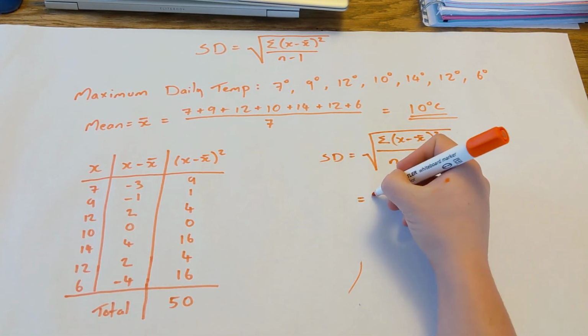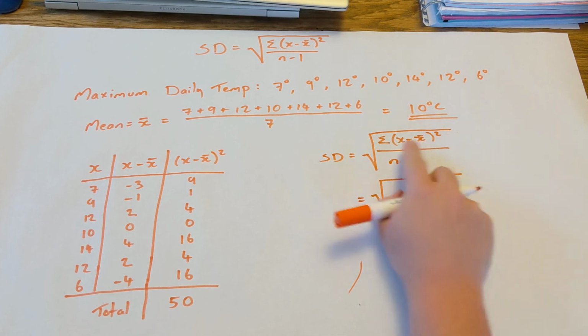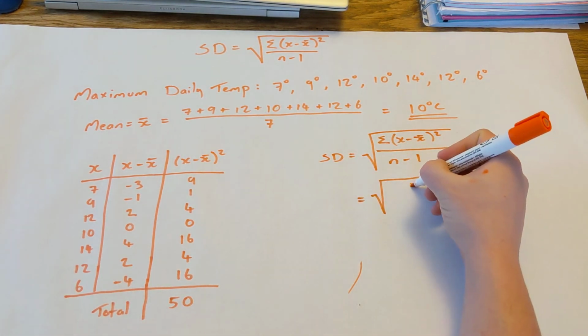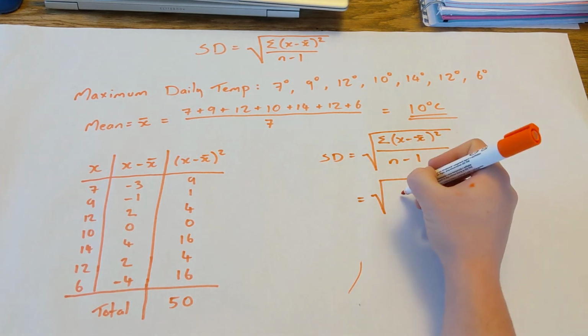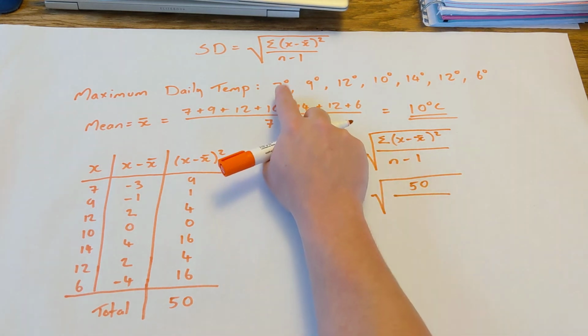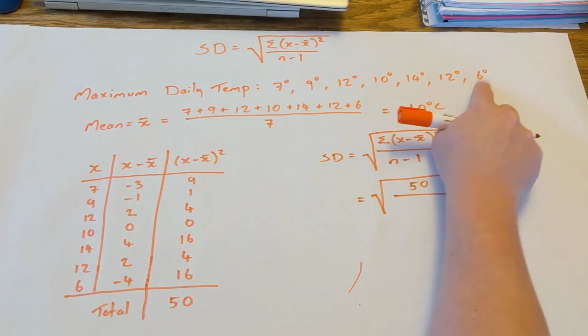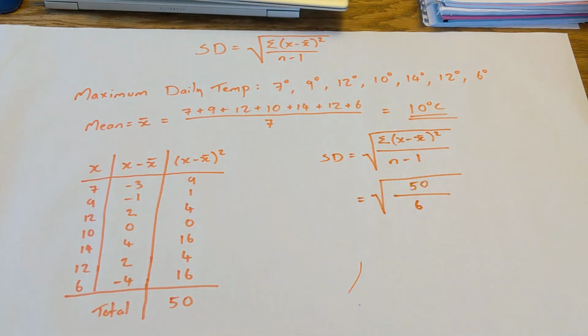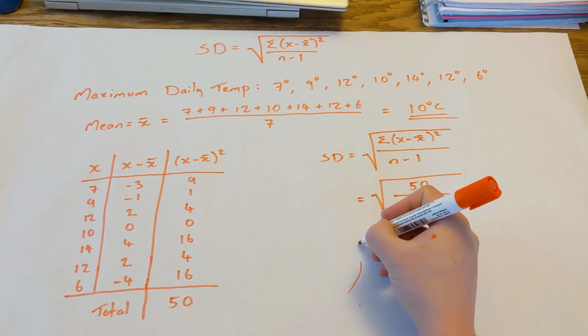So we already know the total of these. That's what we use the table to work out. The total of those is 50. Then here, our n, well, that was 7 because it was a daily temperature each day of the week. So there were 7 values, 1, 2, 3, 4, 5, 6, 7. So 7 take away 1 is 6. So now we're looking to work out the square root of 50 divided by 6.